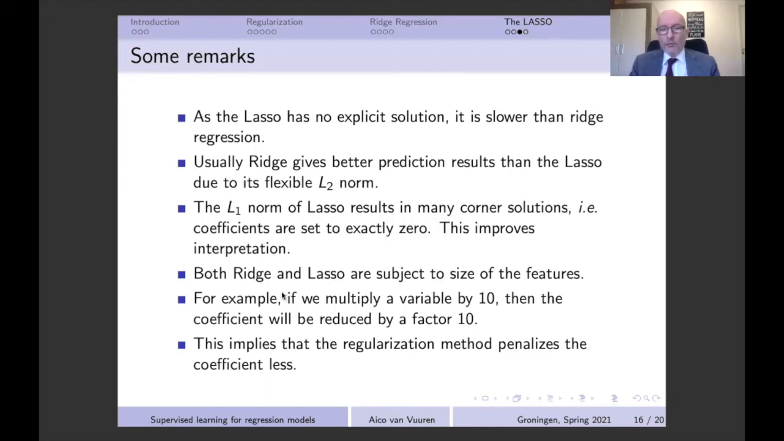So therefore, once again, there is no problem using the lasso, in my opinion. But generally, don't use it only because you think it is better for interpretation. Now, I would like to finally say something which is related to both ridge and the lasso. And that is that ridge and the lasso are both subject to the scaling of the features.